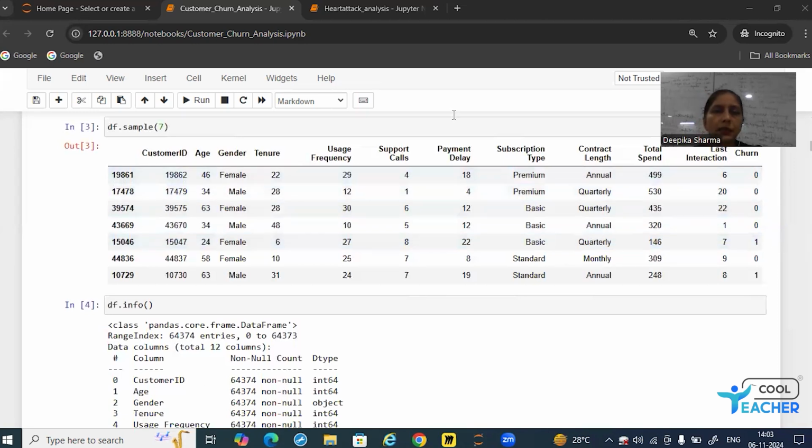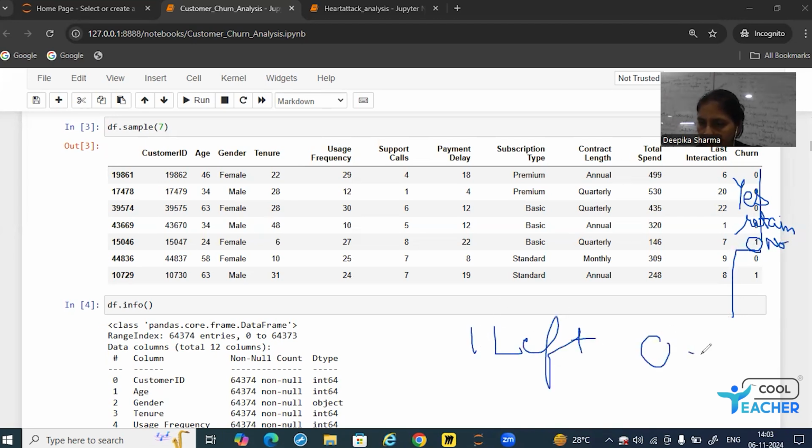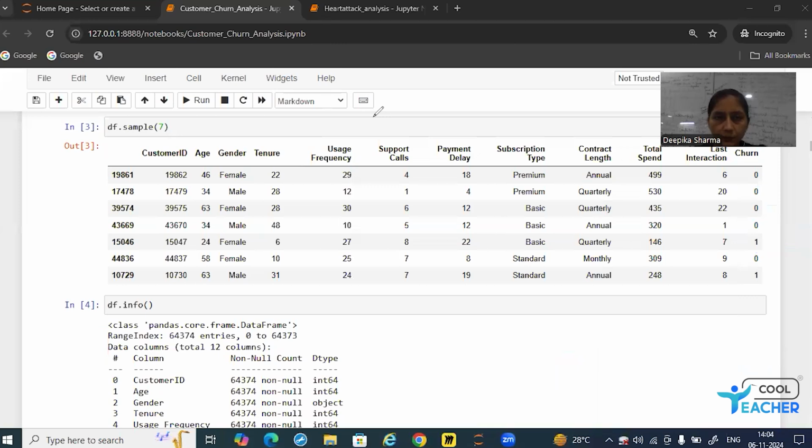Okay, so again, I'm repeating it here. These are yes, retaining cases, and these are no retaining cases. So I can say simply 1 denotes the left case, and 0 denotes existing customers. In this way, we can understand the churn label. 0 is for the existing customer, and 1 is for the left customer.